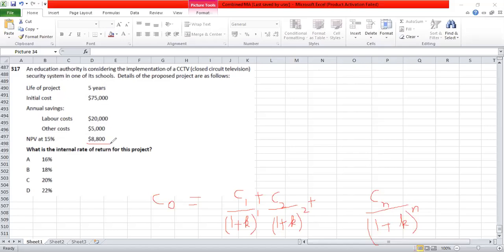Because NPV at 15%, when discounted at 15%, is at 8,800, we have to bring it down. When we have to bring it down, we have to increase the discount rate. Instead of 15%, maybe we have to select a percentage which is higher than this.